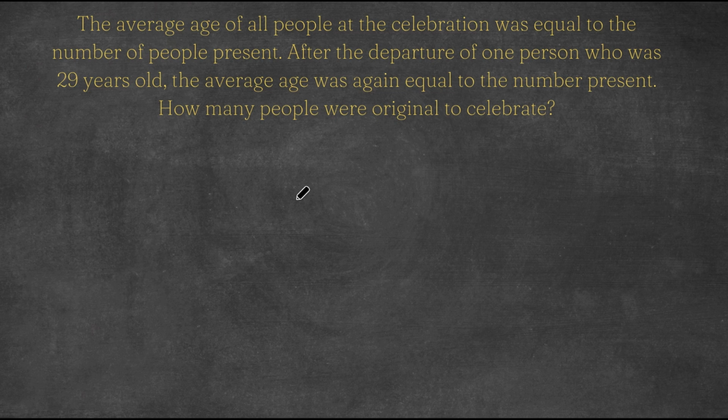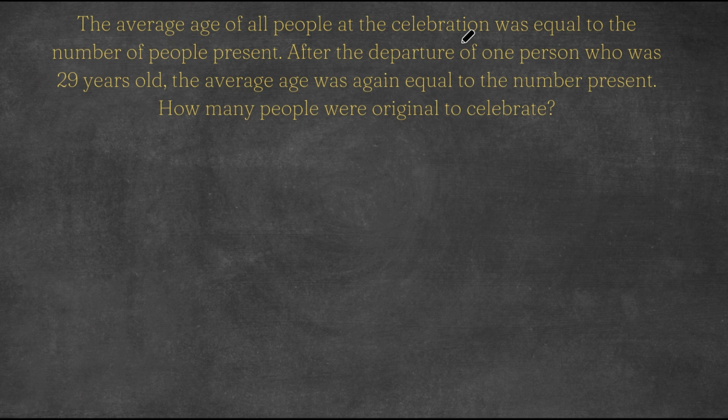In today's video, I'm going to be teaching you guys how to solve this logic problem. So the problem goes as follows. The average age of all people at the celebration was equal to the number of people present. After the departure of one person who was 29 years old, the average age was again equal to the number present. How many people were original to celebrate?